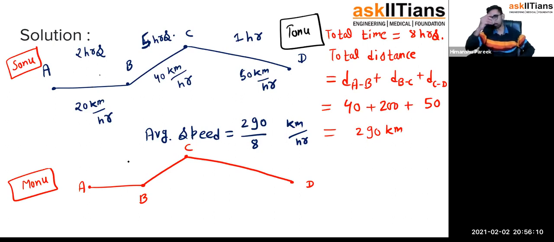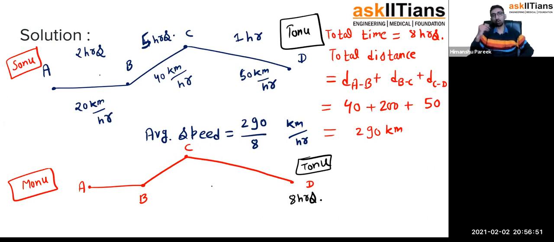Now Monu said one thing. I will also take the same path which Sonu has taken. I also want to go to Tonu's place. Exactly the same path. I also want to reach in 8 hours of time. Listen to me carefully. Sonu and Monu both are going to the same place D. Sonu is taking 8 hours of time. Monu will also take 8 hours of time. That's the condition Monu has put. But Monu said one thing.